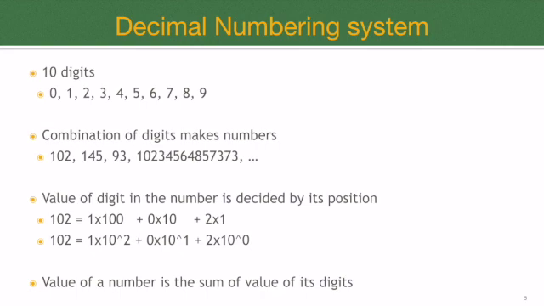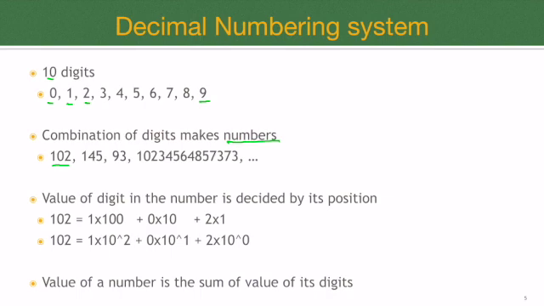In order to understand the binary numbering system, let's first have a look at a very familiar numbering system that we use in our daily life, and it's the decimal numbering system. Then we will draw the comparison between the two for better understanding of binary numbering system. In the decimal numbering system, there are 10 digits which are 0, 1, 2 up to 9. Combination of digits makes numbers. For example, 102 is a combination of 3 digits 1, 0 and 2.